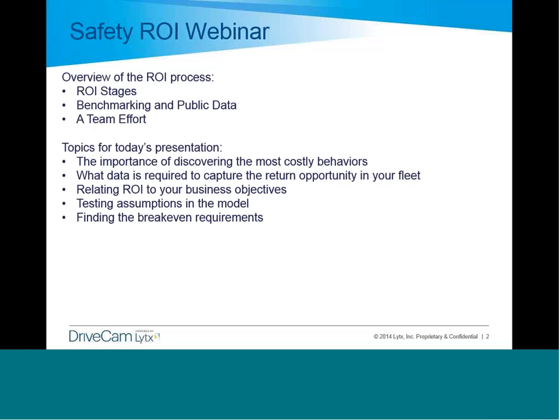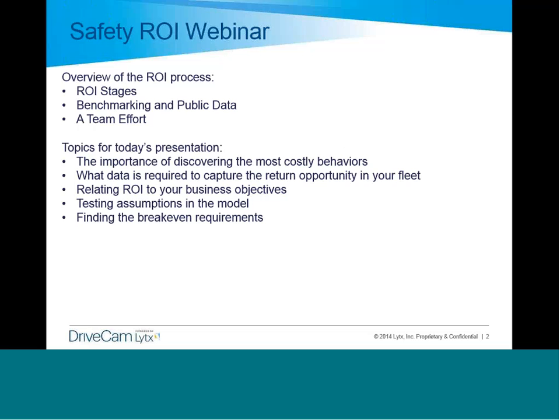Next is benchmarking and public data. So when you're gathering data about your fleet and your variables, oftentimes you'll find that not all of the data is either there or clean or accurate. There may be some gaps missing. So it's important to figure out, if you are missing data, where can you get a benchmark or average source? A lot of it can be available publicly.